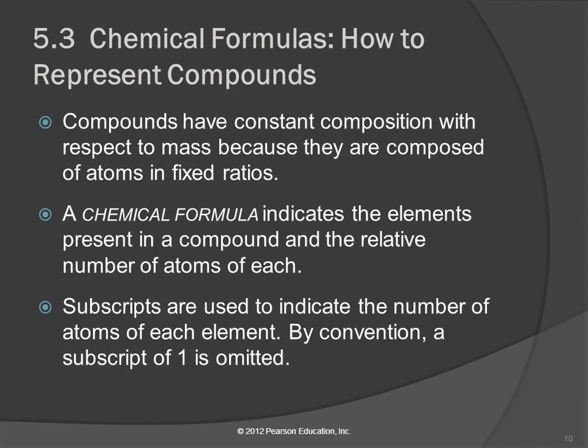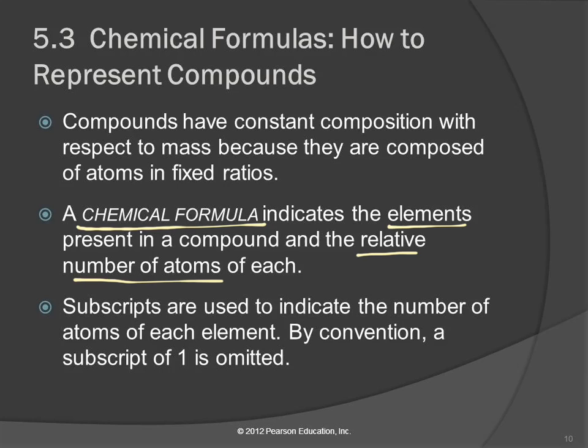So chemical formulas, how do we represent compounds? The reason that the compounds have constant composition has to do with the atoms. Atoms of a given element have the same mass, or very, very close to it. And so the reason the mass ratios are the same is because the ratios of the numbers of atoms of each element are the same. So we use chemical formulas to indicate, so a chemical formula is going to show us the elements that are in the compound and the relative numbers of atoms of each of them.